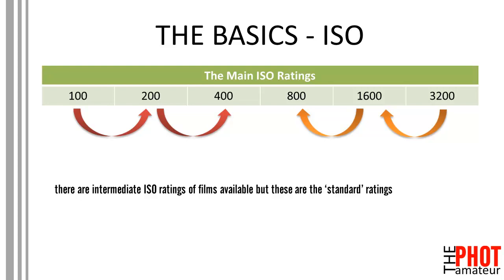So if you've got a nice bright sunny day, 100 will be absolutely fine for you. If at the other end of the scale you're in the depths of gloom and shadow, well, you're probably wanting to get up to around 1600 or even 3200, although there are sacrifices to be made. But we'll look at those in later videos and why you'd want to make the choices that you make.